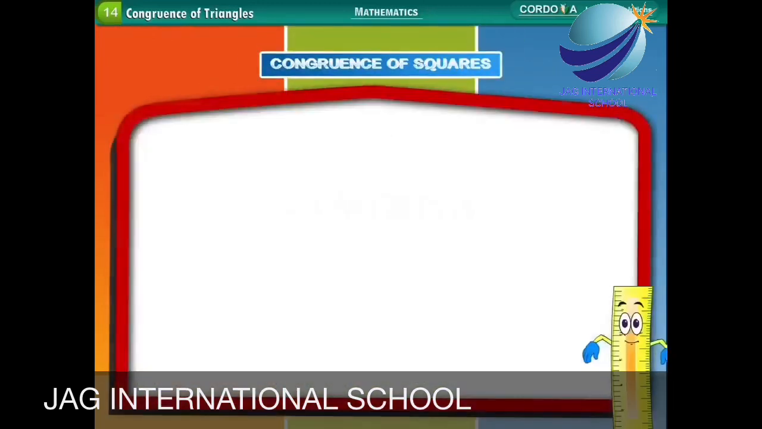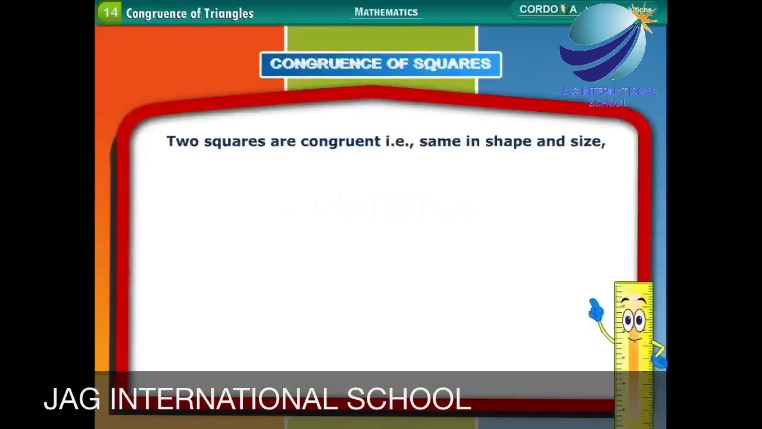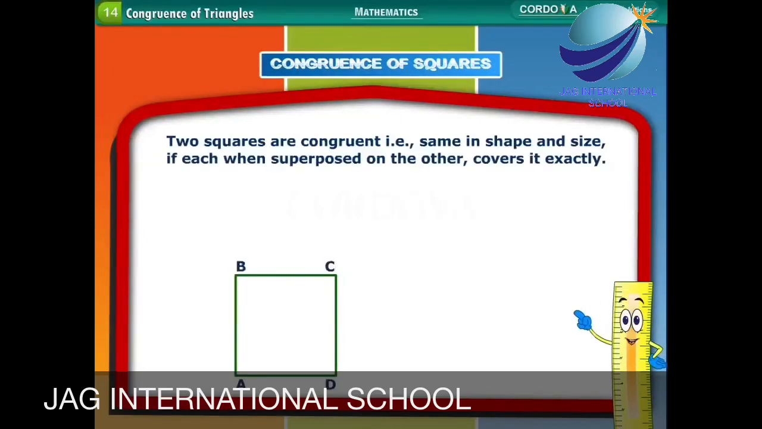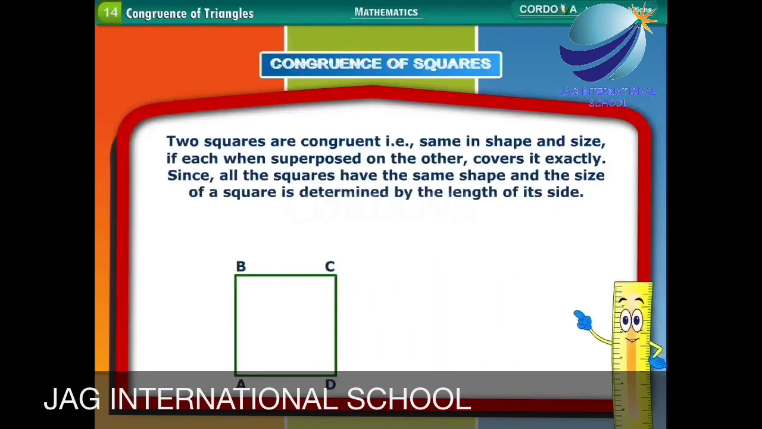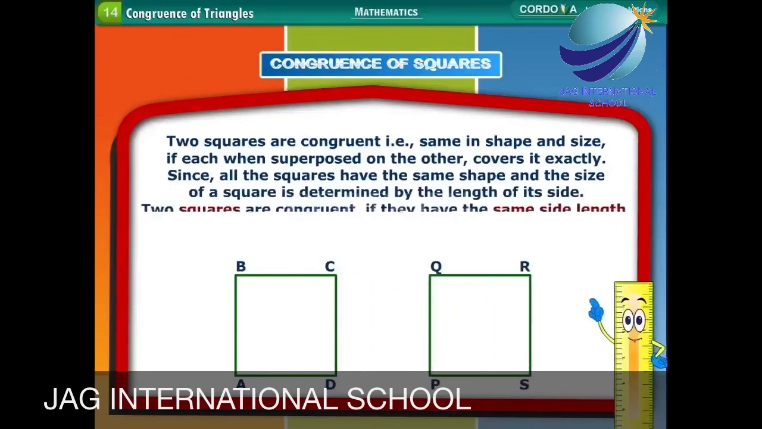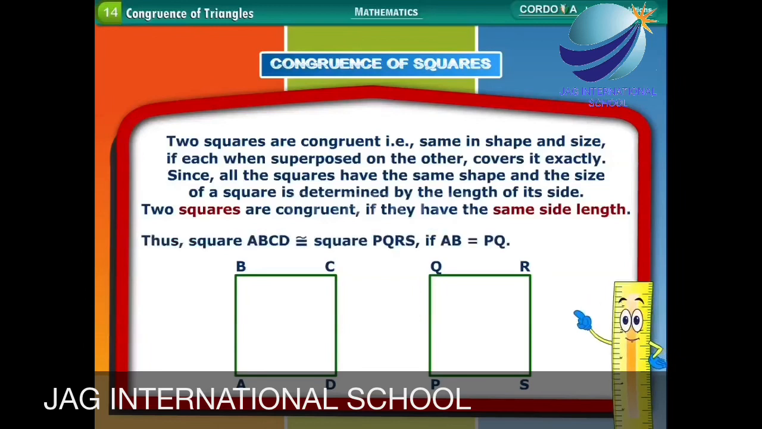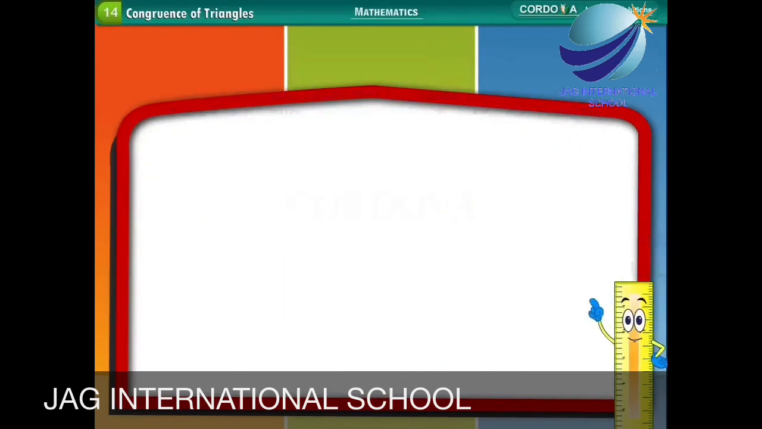Congruence of squares. Two squares are congruent, that is, same in shape and size, if each, when superimposed on the other, covers it exactly. Since all squares have the same shape and the size of a square is determined by the length of its side, two squares are congruent if they have the same side length. Thus, square ABCD is congruent to square PQRS if AB = PQ.